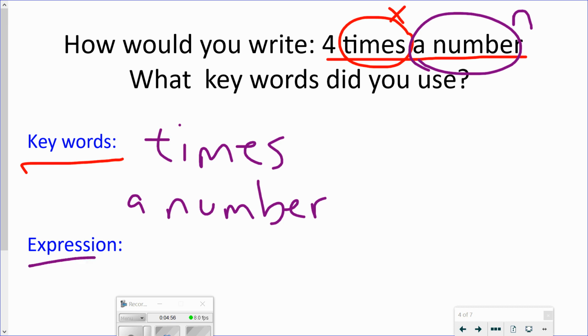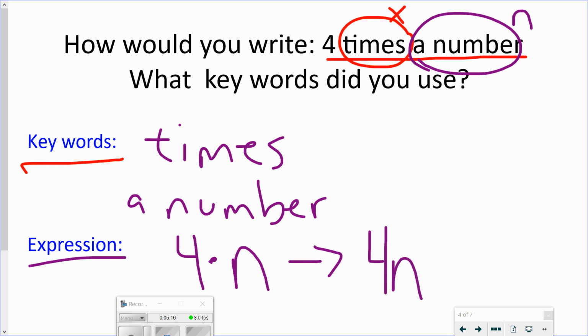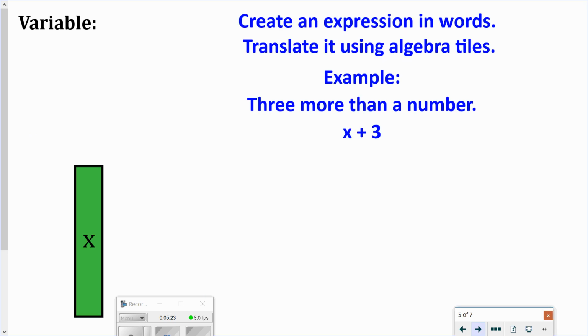So when I'm writing my expression, here I have 4 times a number, and I made that number n. When we're writing these expressions and there's multiplication, we don't want a dot or a times. That would just equal 4n.